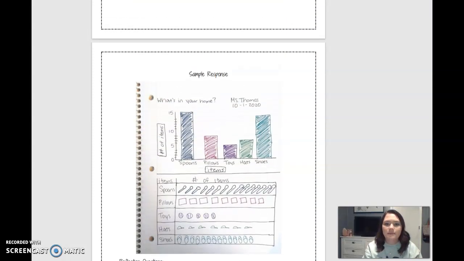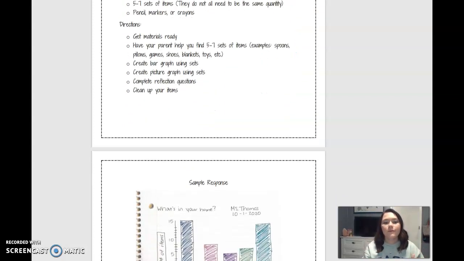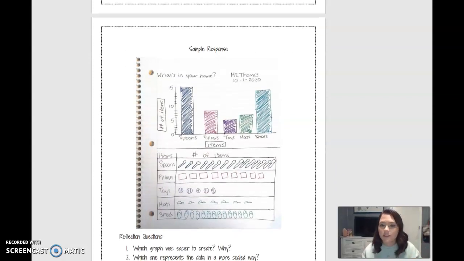But yeah, so that is basically all. The kids will do this with their parent, obviously, going around their house, rummaging through things, trying to find stuff, and then sitting down to actually draw it out, and then bringing it back to class with their bar graph and their picture graph drawn out just like I do right there, with the next page being their reflection questions. But yeah, that's it.